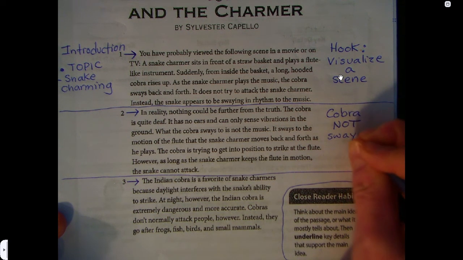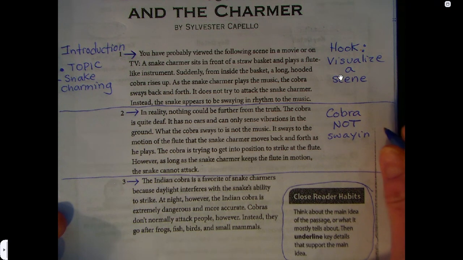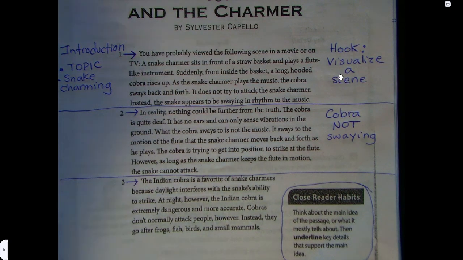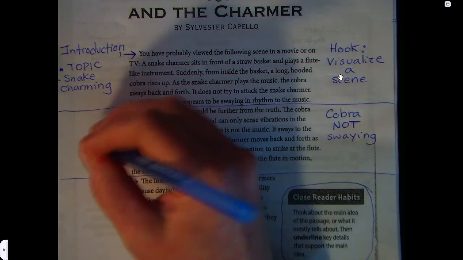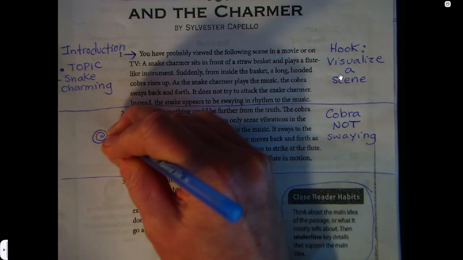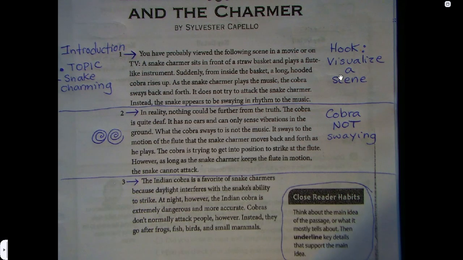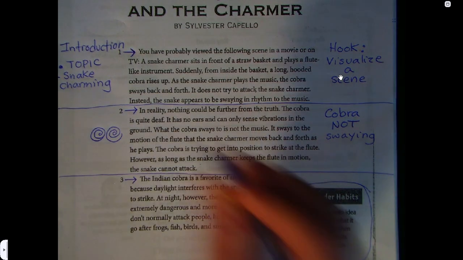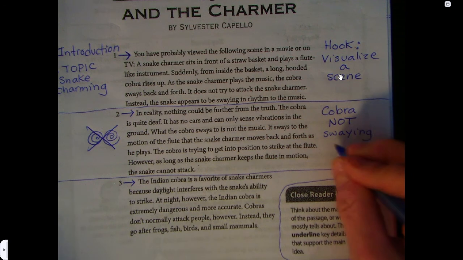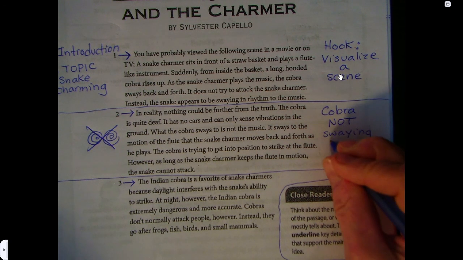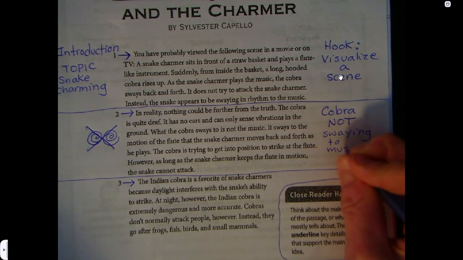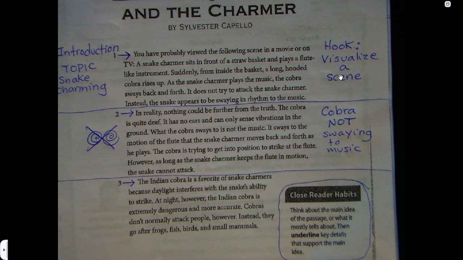That's interesting because I always thought it was like hypnotizing the snake. The cobra was all hypnotized, you know. I think I remember a cartoon when that happened, and then the snake's eyeballs were like these little swirlies. That means they're hypnotized, right? That's not happening. That's a joke. Okay, anyways, cobra not swaying to music. So the author wants me to learn that snake charmers do not really use music to charm the snakes.